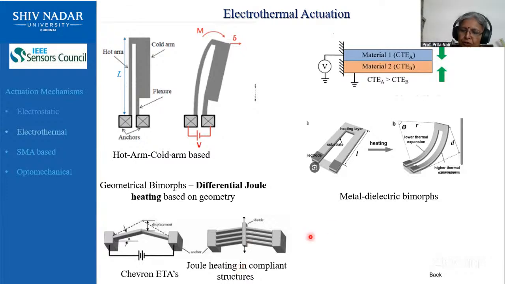We can always use the metal dielectric bimorphs, which you are all, I think, familiar with. You can have a material which has a high thermal expansion coefficient, and have it over a material which has a lower expansion coefficient. Okay, so if it gets heated up, the one will expand more than the other, and therefore you are having bimorphs by themselves. So this would require a metal dielectric or two materials which are entirely different in their CTEs, right? So these are the ways you can actually realize electrothermal actuation.